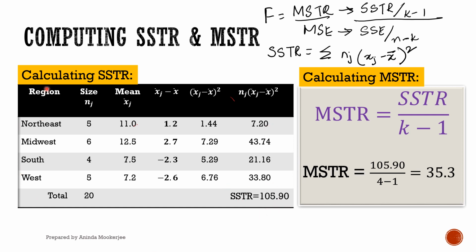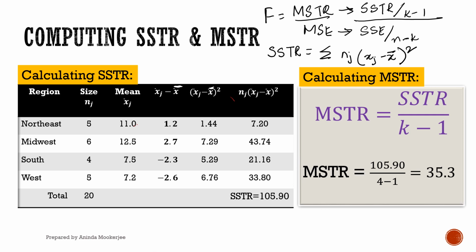So in the first column we have all the regions listed. In the second column we have all the sample sizes listed. Now these were all given to us. In the third column we have the individual sample means, right? X sub j means all the individual sample means. Now the next column is calculating the difference of each individual mean and the overall mean. So I'm going to put a bar over this x here. It's going to be x sub j minus x bar.